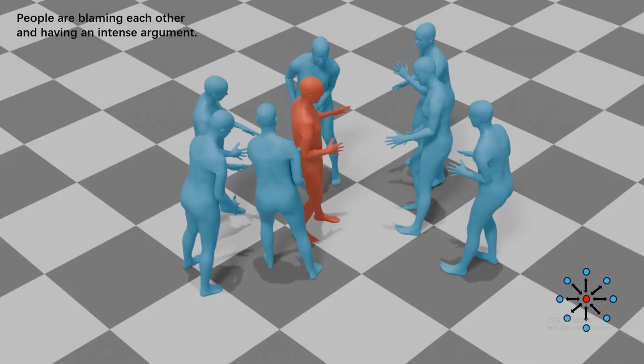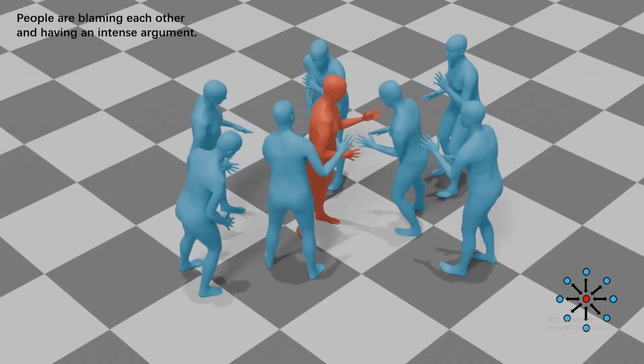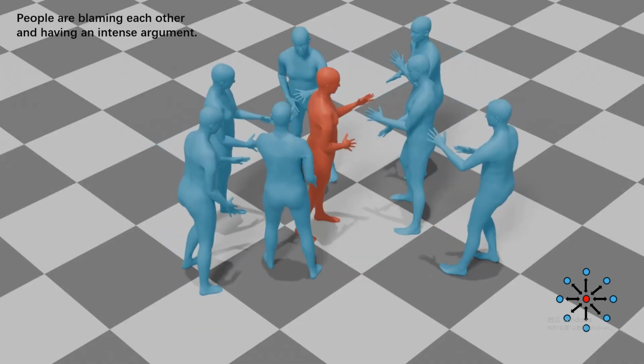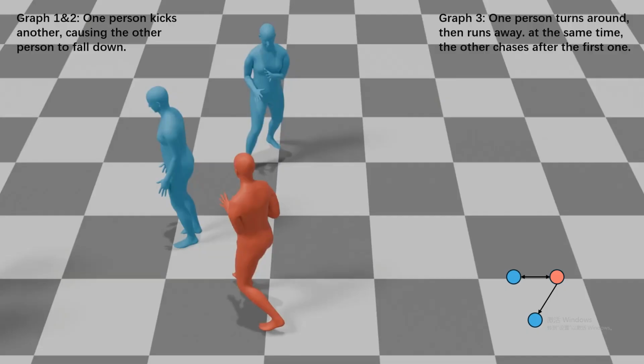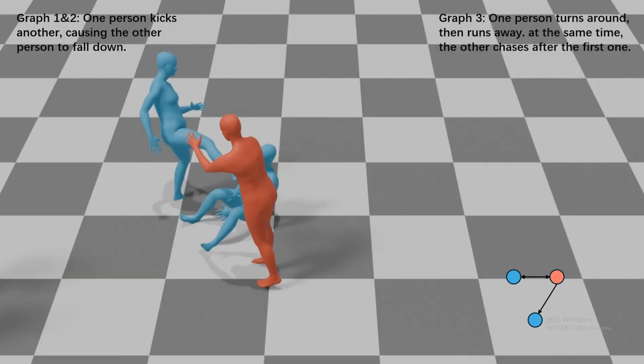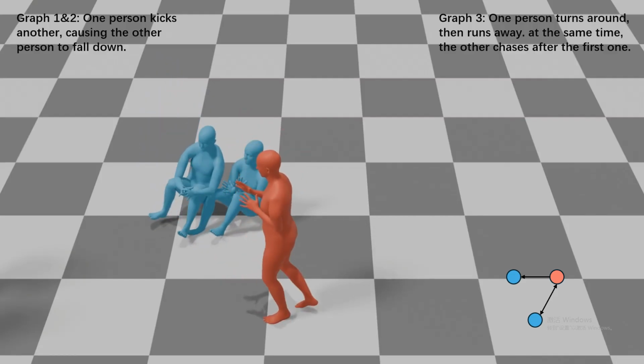Here are some examples, and the bottom right is the Pairwise Interaction Graph of the scene. Each vertex corresponds to the motion of one character, and directed edges indicate conditional dependencies between motions.